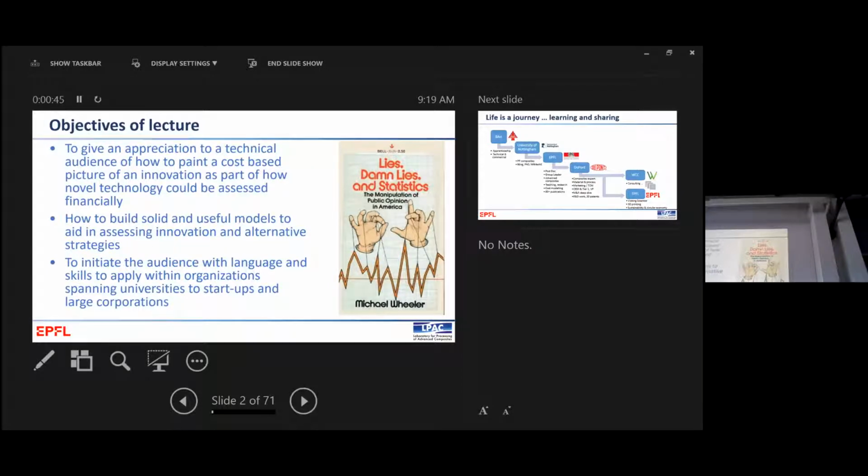There are other lectures in the series that go beyond costs to look at NPV and return on investment. But in order to look at return on investment and NPV, you need to understand the basic cost. So today we're talking about costs.